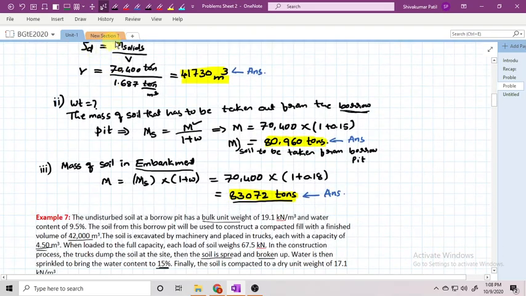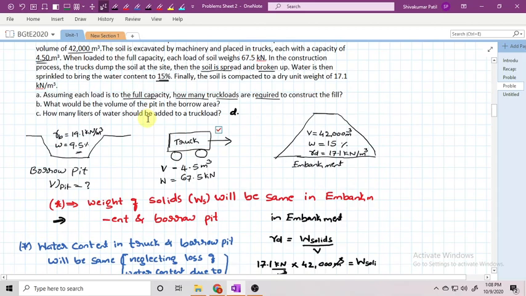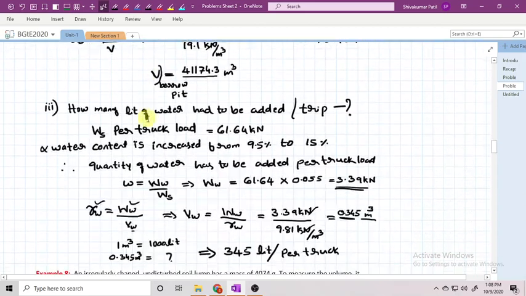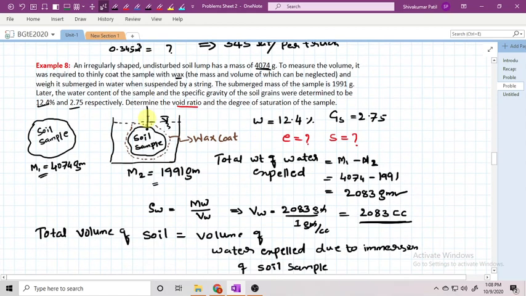If at all you have any doubts, please ask whenever we meet online. Okay, thank you very much. The next video will be on the second part of your first unit, that is index properties. There will be some index properties of the soils, and how to find out those index properties in the laboratory, those things we will see in the next video. Okay, thank you.